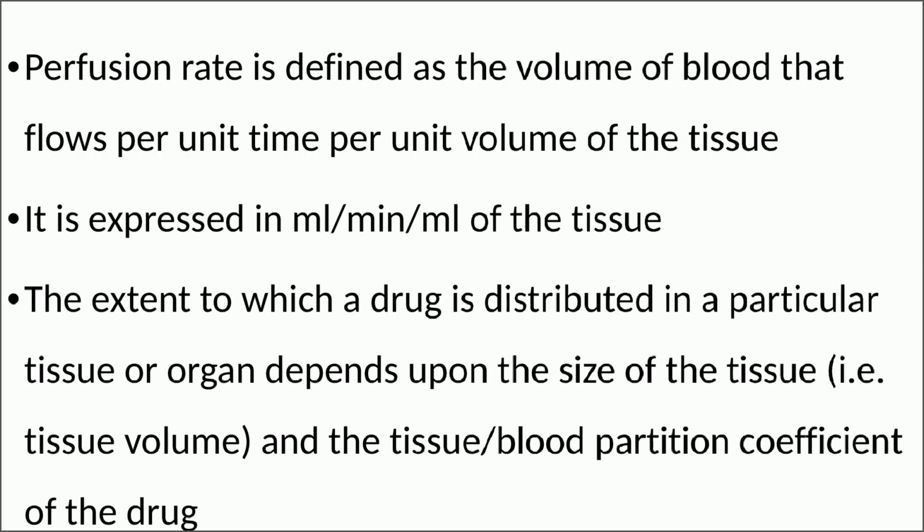Now the extent to which a drug is distributed in a particular tissue or organ depends upon the size of the tissue, for example tissue volume, and the tissue blood partition coefficient of the drug. So dear students, that was all about drug distribution, various physiological barriers, and how the movement of drug takes place inside the body and how various physiological barriers and organs affect the distribution of drug.